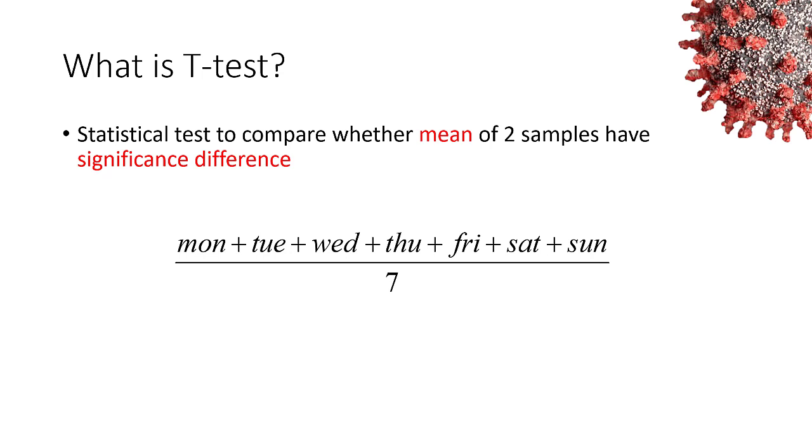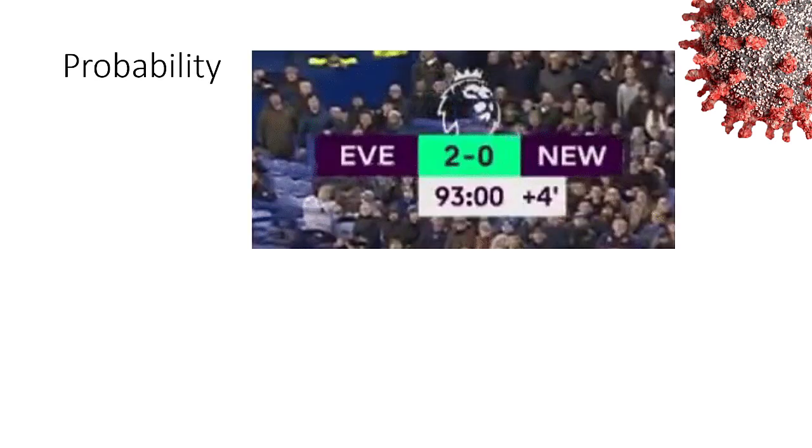The t-test will help to compare the mean of two samples to see whether there is a significant difference or whether it happens by random chance. So what do I mean by significant difference? To understand significant difference, we have to talk about two things. The first is probability, then the other is normal distribution. So let us talk about probability first.